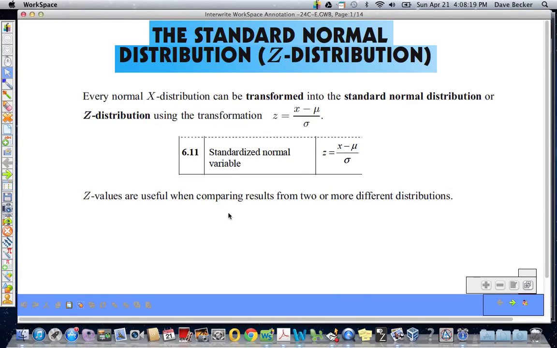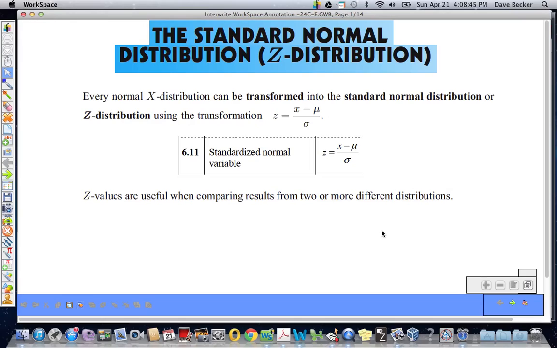Today we are talking about the standard normal distribution, or the Z distribution. What is the difference between this and what we learned about the normal distribution before? Well, in some cases we need to standardize our data. For example, if we're comparing results from two or more different distributions. What in the world does that mean?